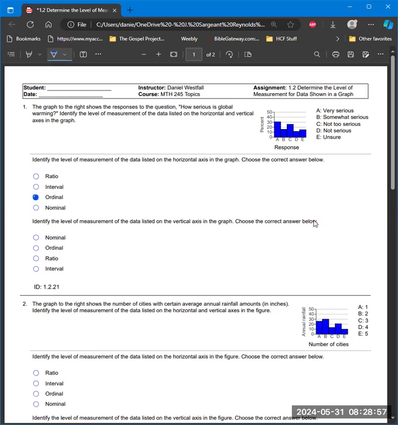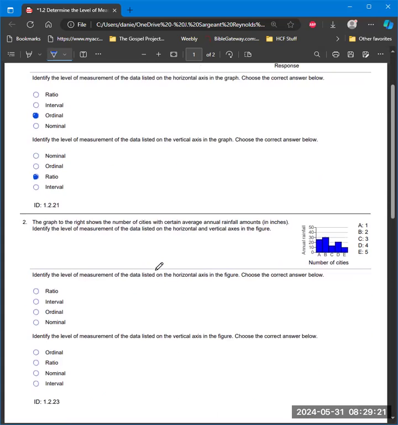Identify the level of measurement of the data listed on the vertical axis. That's going to be ratio. Percentages have a real zero. That means zero. We can subtract them, add them, and get meaningful numbers. We can multiply and divide them and get meaningful numbers and so on. So they're ratio.